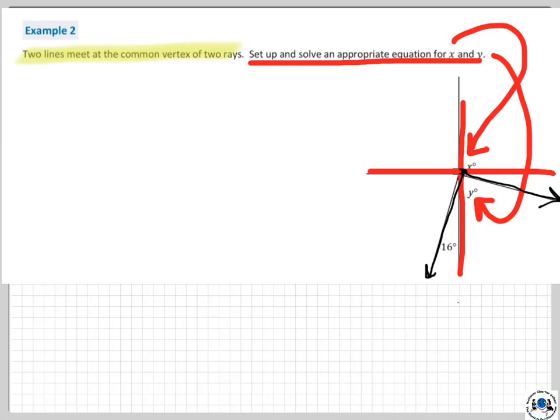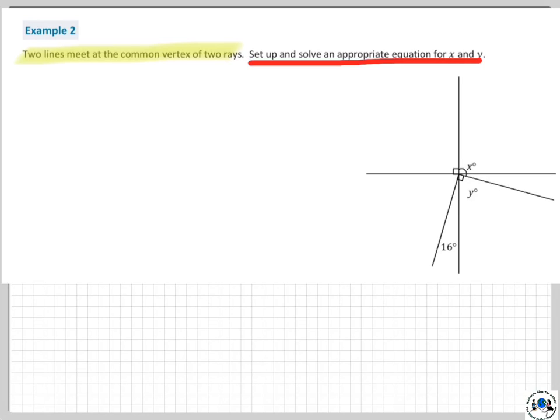There are the rays, and the red are the lines, the black are the rays. Okay. Therefore, if you would, go ahead and try this on your own first: set up and solve an appropriate equation for x and for y. See what you can do with that using what we know. Again, y is going to be right here, that angle, and x is going to be right there. I think you might get an idea of the relationship they have. But go ahead and give it a try.